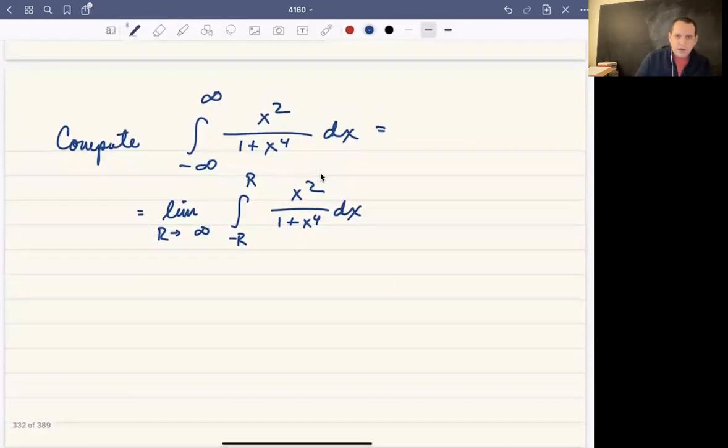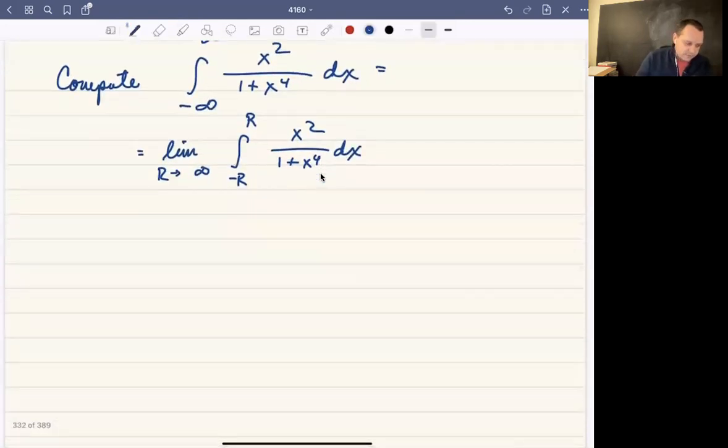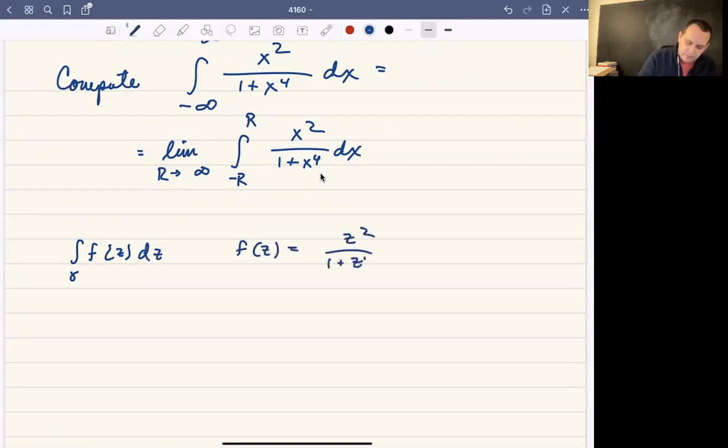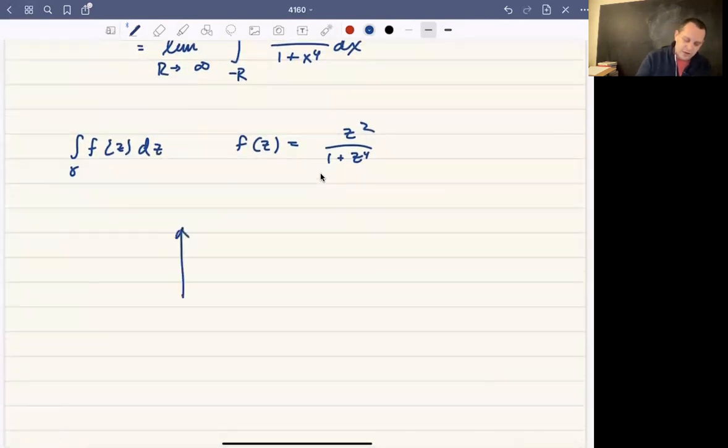Anyways, to compute this integral we're going to think about integrating the function f over some region gamma, where f is, you guessed it, z squared over 1 plus z to the fourth. And then gamma can be really any region that you want that has this negative R to R part of it. So you could integrate, say, over a rectangle where you integrate from negative R to R. The problem with that is that it's going to be a little bit tricky just based on this integral.